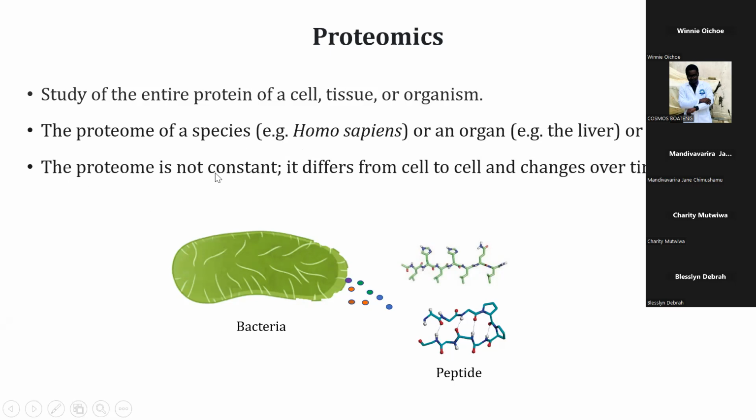And the proteome is not constant in the living body, so it differs from cell to cell. The proteome of the liver will be different from the proteome of the kidney, and it also changes from time to time. Like when a baby is born, his liver proteome will be very different from when that person reaches 60 years of age. So it changes over time. And here I have just tried to show a bacteria that is producing these small proteins, and these are the protein structure.